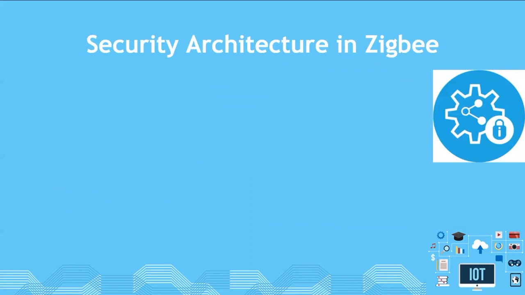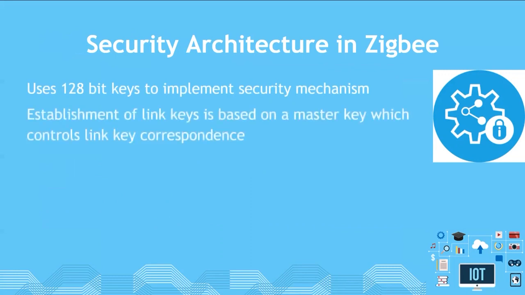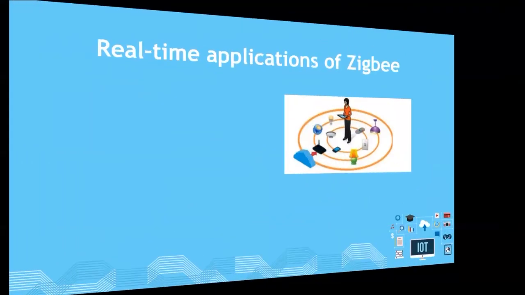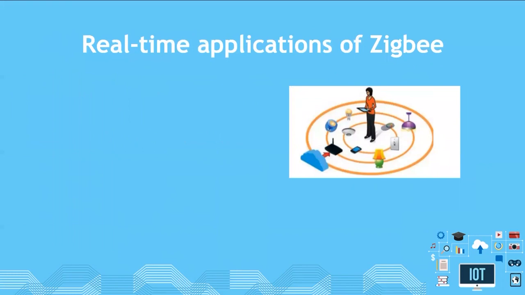Security architecture in ZigBee. ZigBee uses 128-bit keys to implement its security mechanisms. A key can be associated either to a network, being usable by both ZigBee layers and the MAC sublayer, or to a link, acquired through pre-installation, an agreement, or transport. Establishment of the link keys is based on the master key, which controls link key correspondence. Ultimately, at least the initial master key must be obtained through a secure medium, that is, either transport or pre-installation, as the security of the whole network depends on it.